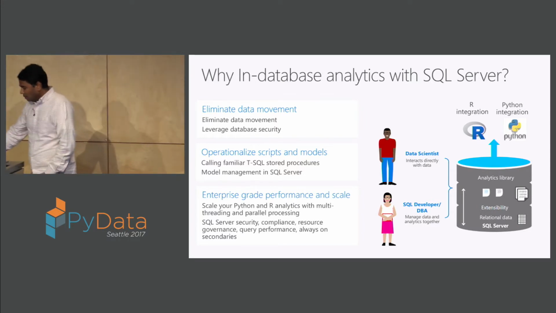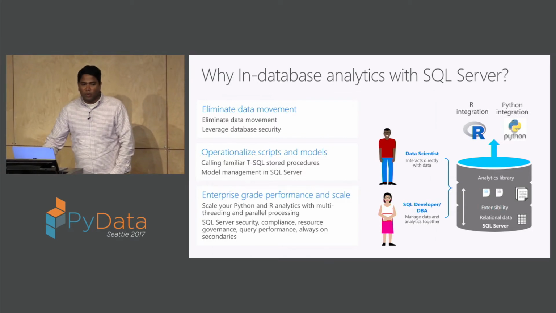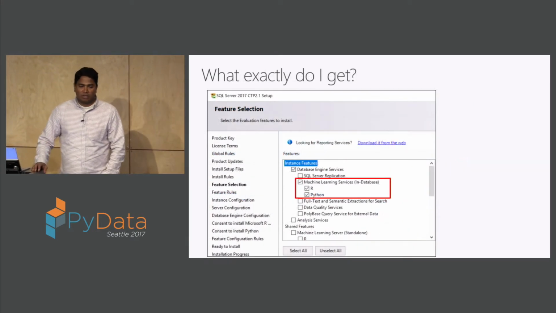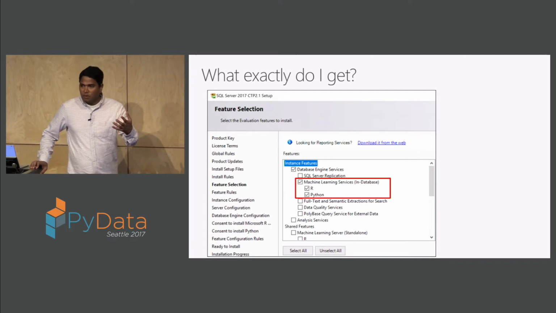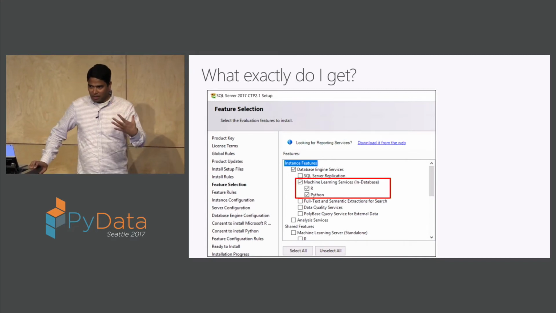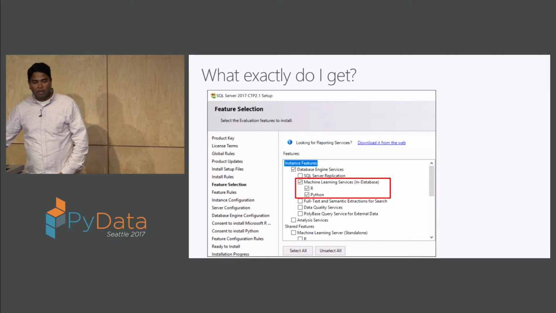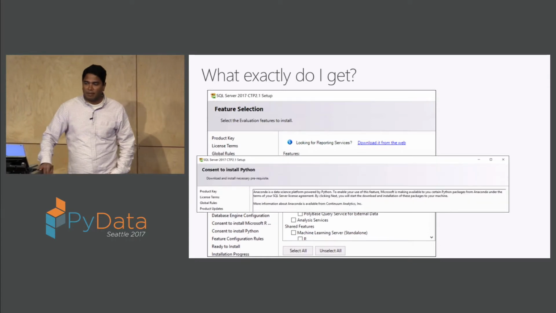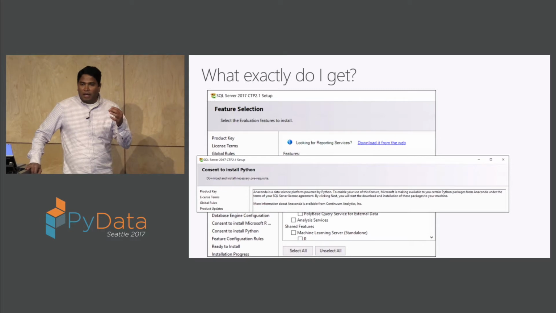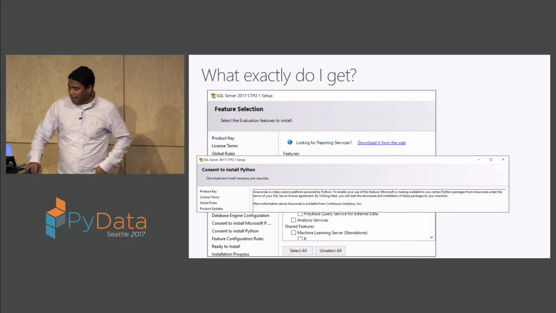All right. So, jumping into what exactly we get when we install SQL Server. It is integrated completely with the product, including the setup. So Machine Learning Services is just another feature in SQL Server. You have the option to choose either R or Python or both. If you choose Python, you have to go through the consent screen, and you get a subset of the popular Anaconda distribution. A subset of that package is included as part of the setup.